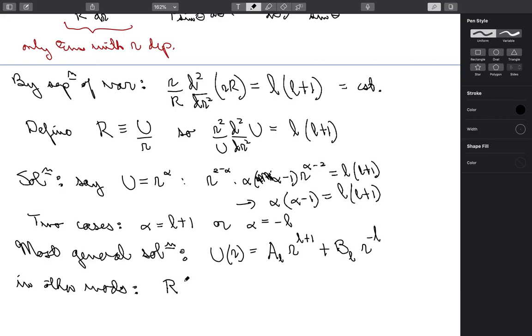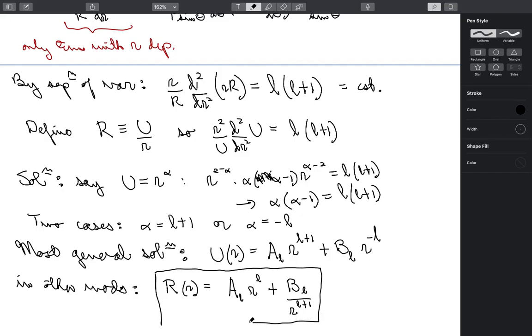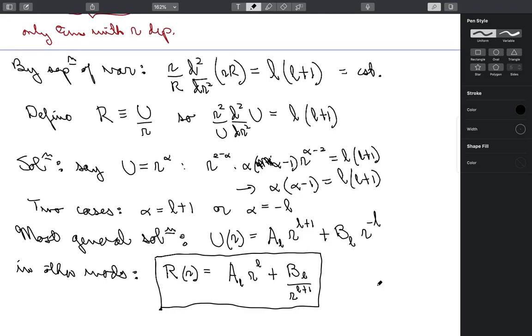Or in other words, our function R of r is the same thing, it's just u over r, right? So I can write this as A_L r to the power L plus some other constant B_L divided by r to the L plus 1. Okay, so this is what we wanted for this radial part. The full solution is just a combination of two powers. Constants A_L and B_L will now have to be fixed by the choice of boundary conditions that you have to fulfill. Okay, so that's the kind of complete handling of the radial part.